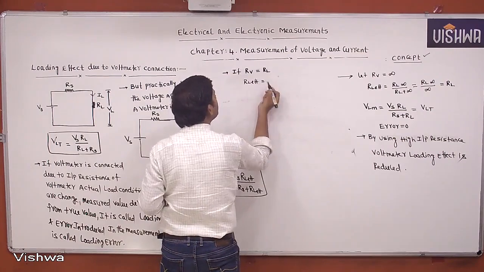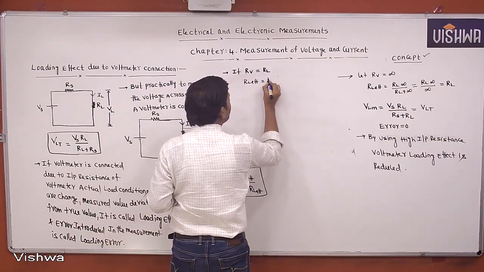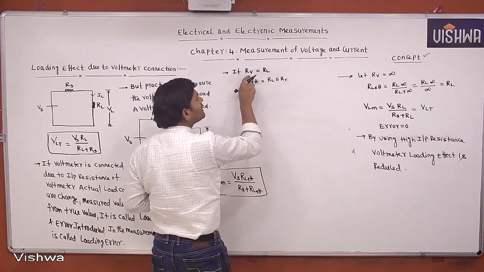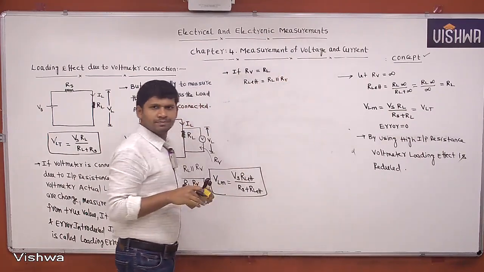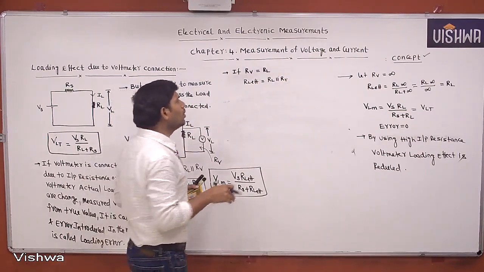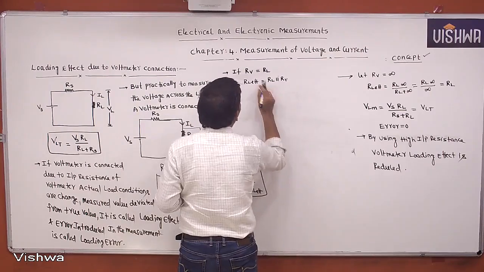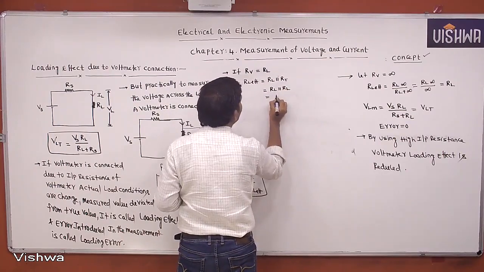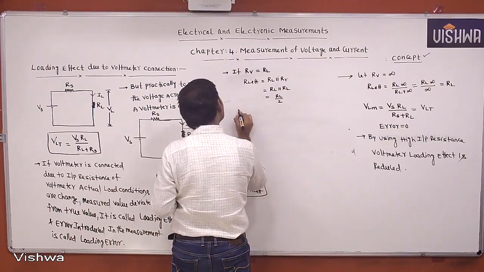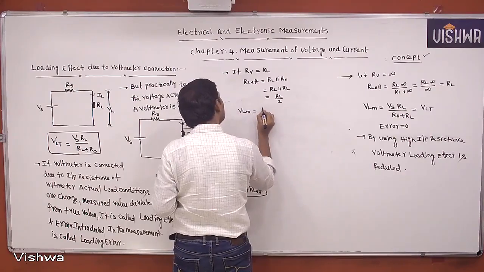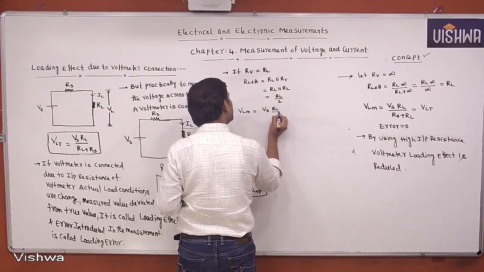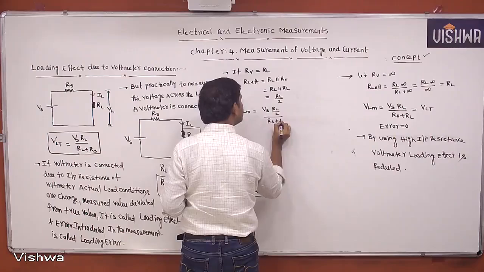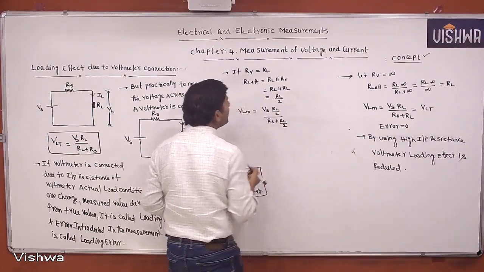RL effective equal to RL in parallel with RV. We are designing the input resistance of voltmeter equal to load resistance. If RV equal to RL, it means RL in parallel with RL. Then what can we get as RL effective? RL by 2. Then what is VL measured equal to? Vs into RL by 2 by RS plus RL by 2.